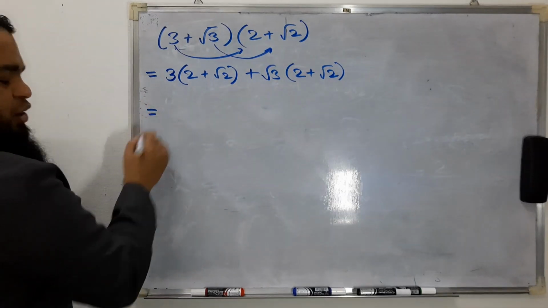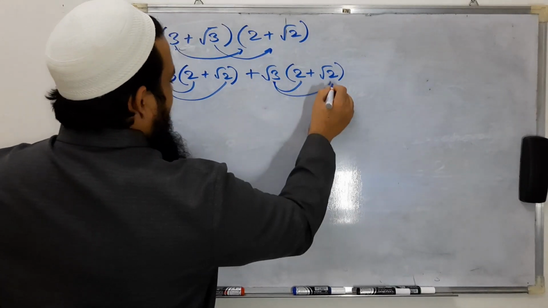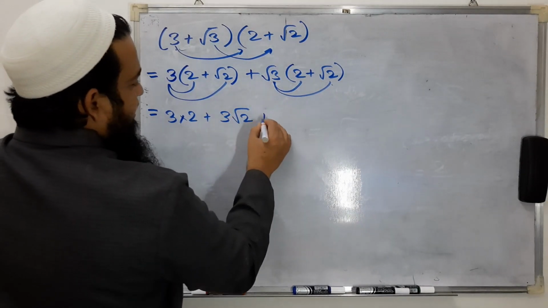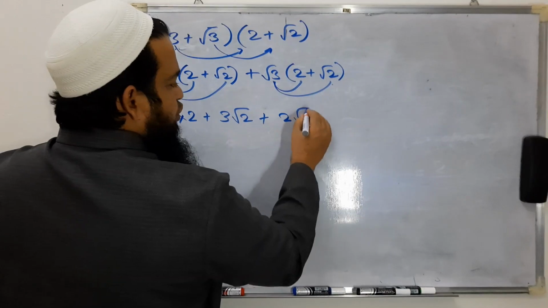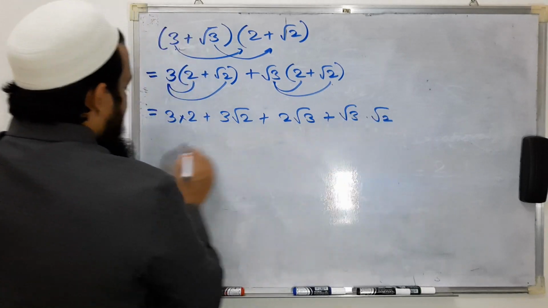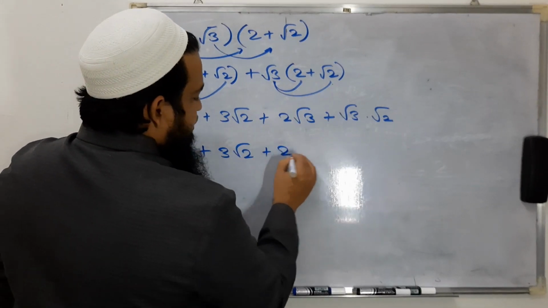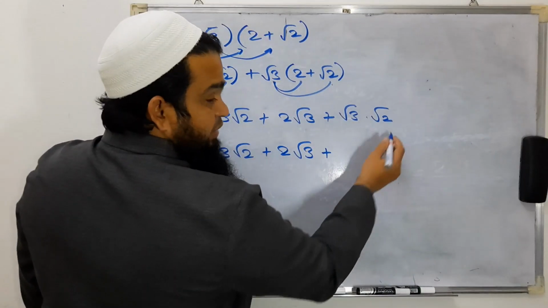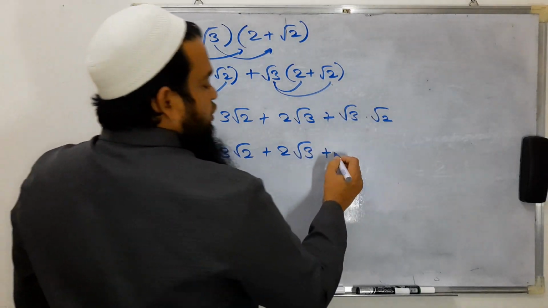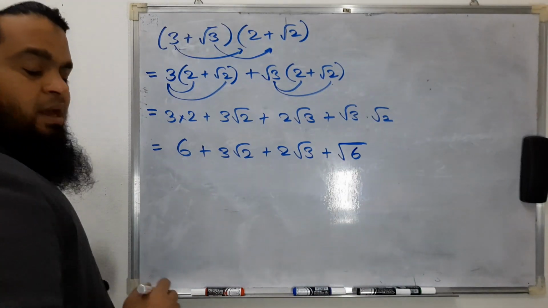Is it fine? Now this 3 you are going to distribute to both the terms, and after that √3 to both the terms. So it becomes 3 times 2 plus 3√2 plus √3 into 2, we write it as 2√3, plus √3 times √2. So 3 times 2 is 6, plus 3√2, plus 2√3, plus, as you have seen the laws of real numbers, √3 times √2 you can directly multiply under one root. 3 times 2 is 6.